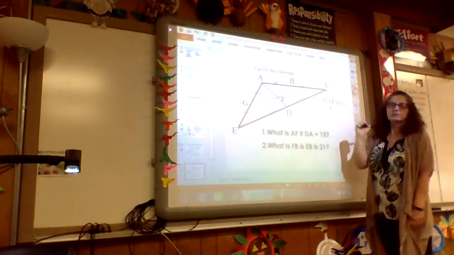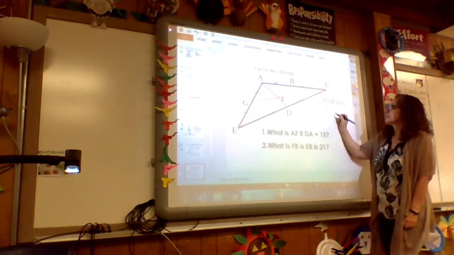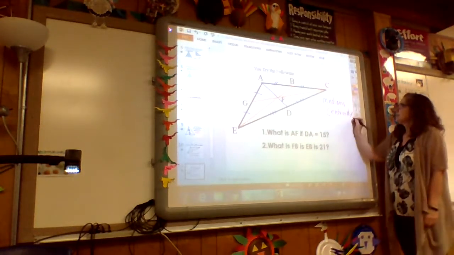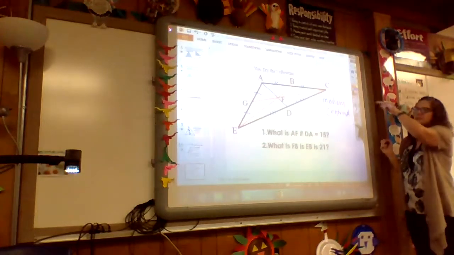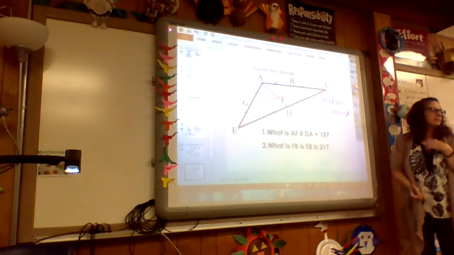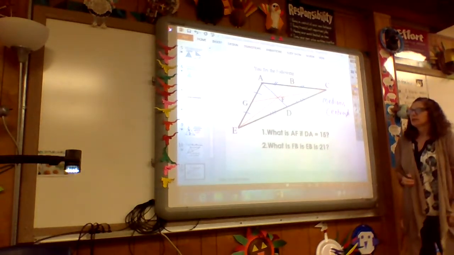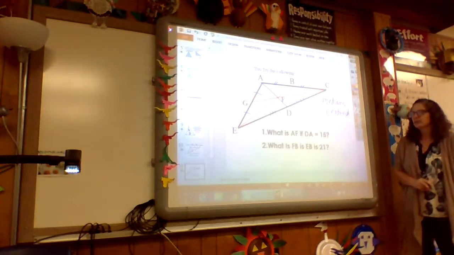Okay, next to your picture, we're going to classify that these are 3 medians. Medians make a, what's the word? Centroid. Medians make a centroid. The centroid theorem is that your point F, the centroid, lies 2/3 of the distance from each of those vertex points. Okay? So here's our 2 problems, and we'll figure out the lengths inside that triangle.